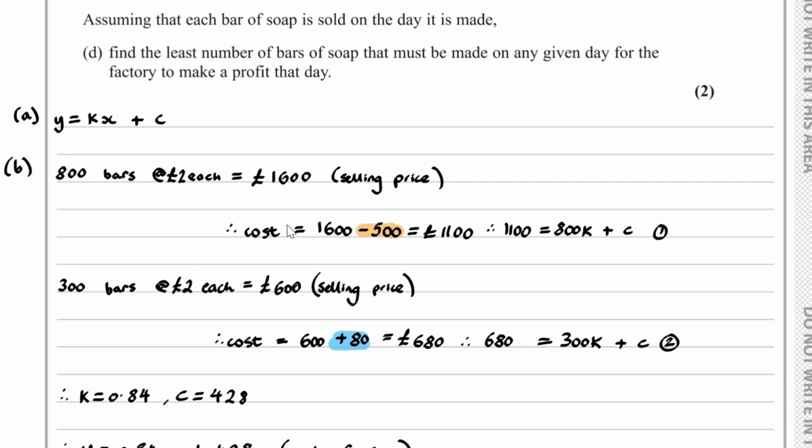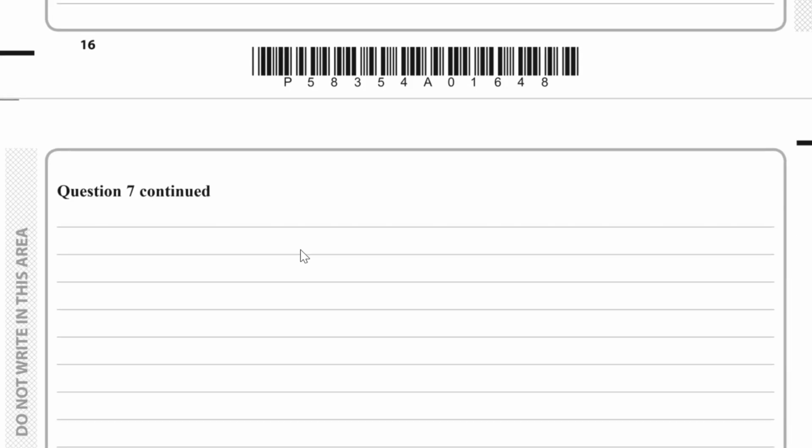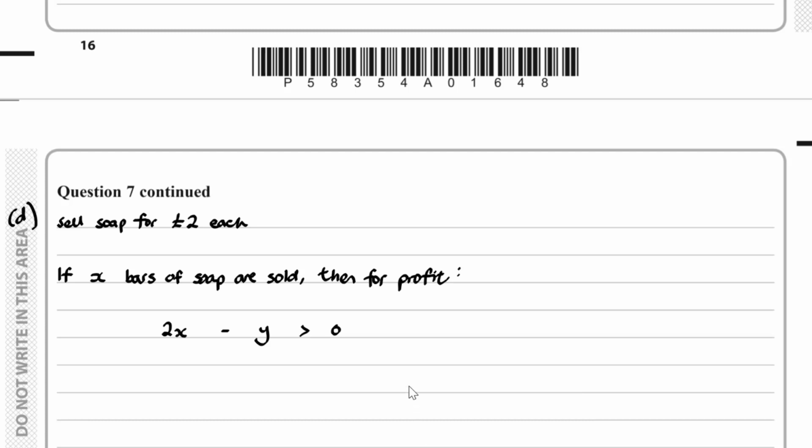Okay, now let's break this question down. For part D, we know that we sell soap for £2 each. Okay? And if we sell x bars of soap, then for us to make a profit, we have the following inequality. So we have, if x bars of soap are sold, then for profit 2x minus y is greater than 0.